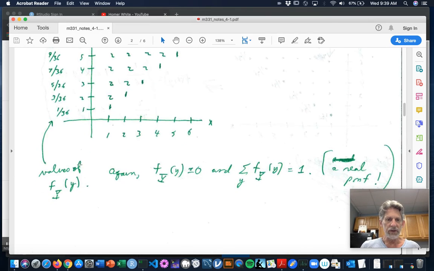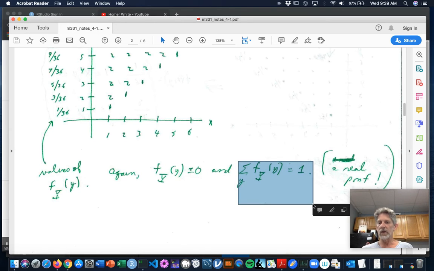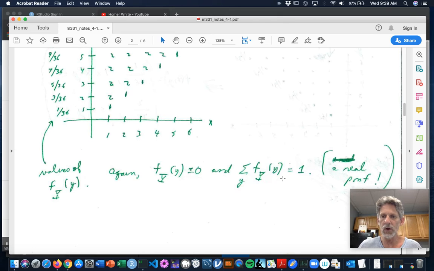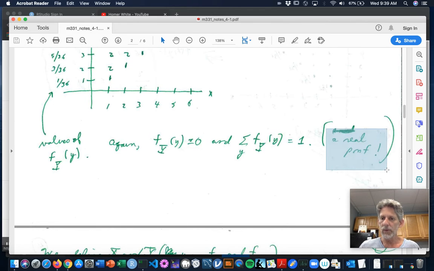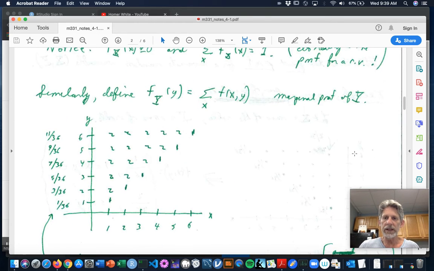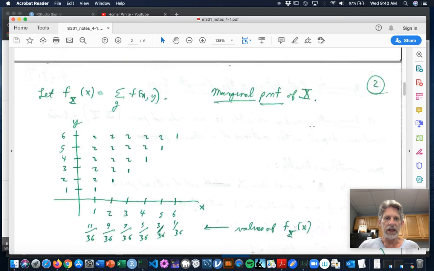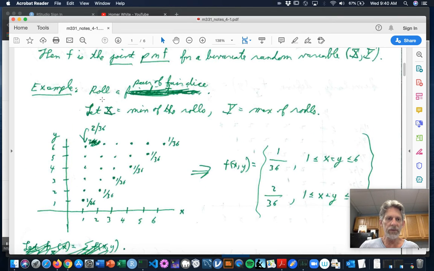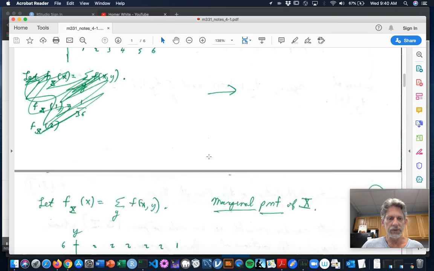And again, you'll notice that they're non-negative and that they're just another way of adding up all of the little f's over the whole sample space, so they sum to 1. And so again, this is a real probability mass function for a real random variable. And so you can actually say that the x and y's here are random variables in their own right. It's just that their distributions come in the margins of the picture for the distribution of the joint random variables. So we call them marginal random variables.